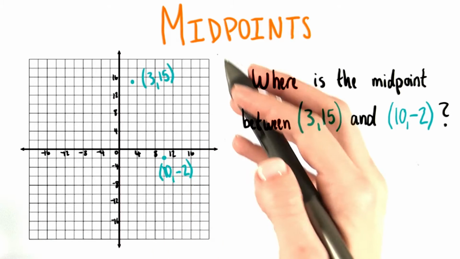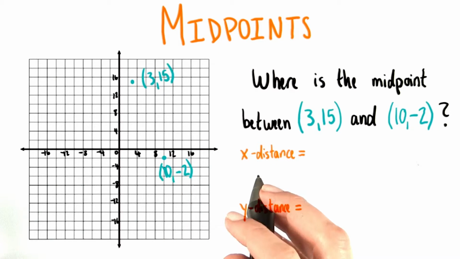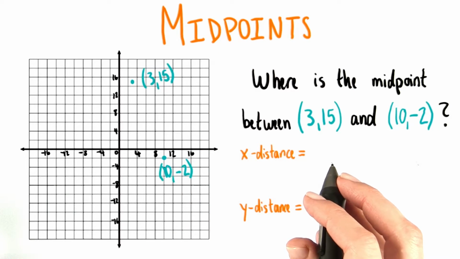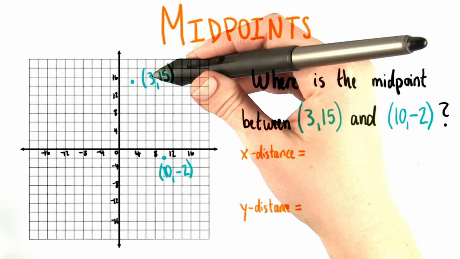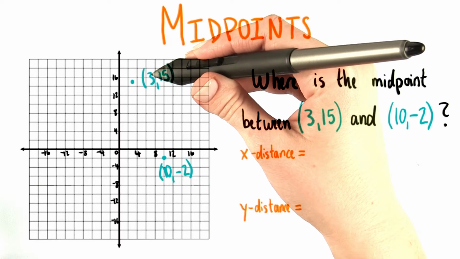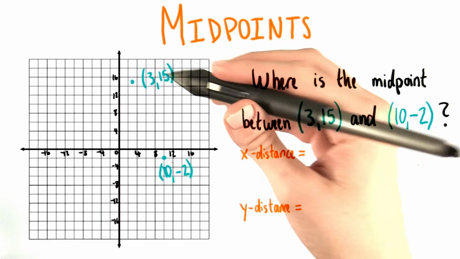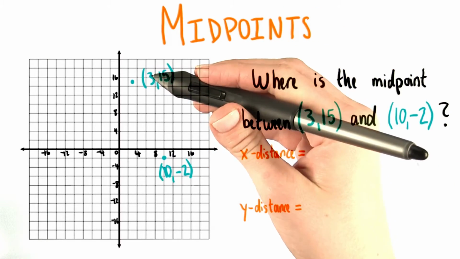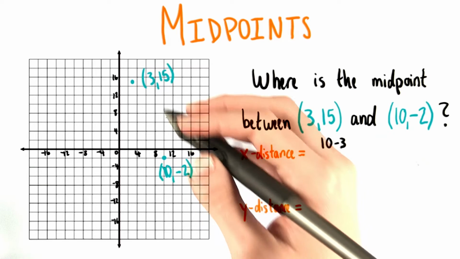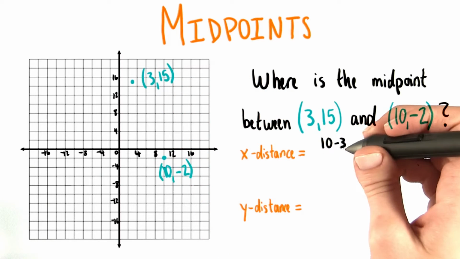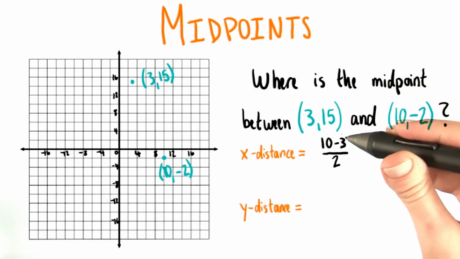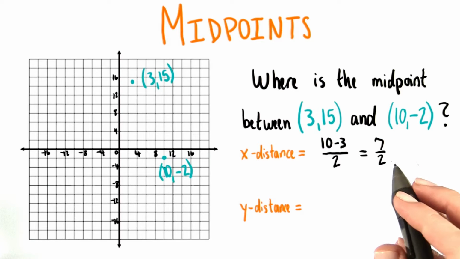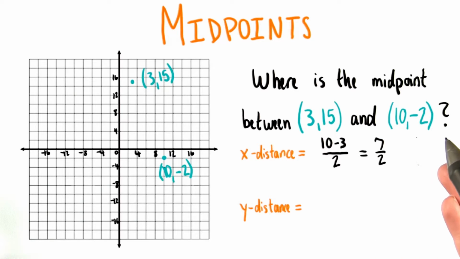both horizontally and vertically. Let's once again start with the horizontal distance, or the distance in x. Our x-coordinates of our given points are 3 and 10. So halfway between 3 and 10 is what? Well, the distance from 3 to 10 is just 10 minus 3. So that means that halfway between 10 and 3 is just (10 minus 3) over 2. And simplifying that gives us 7/2, or 3.5.